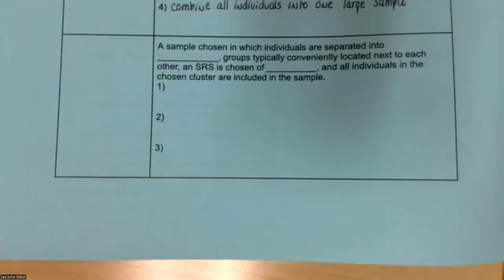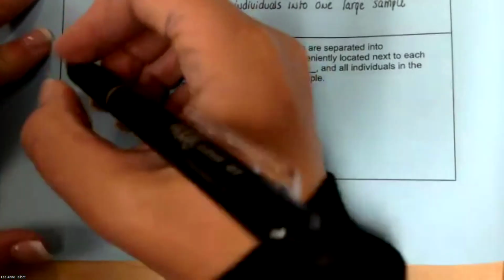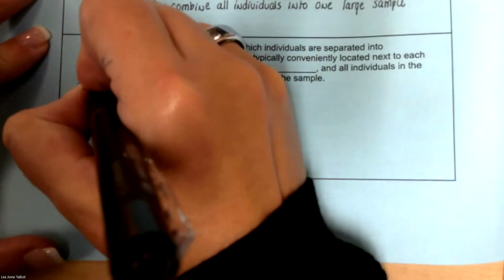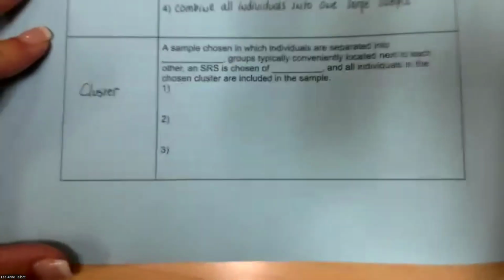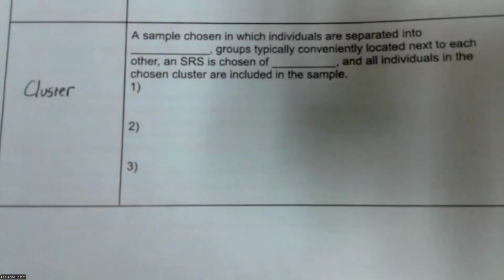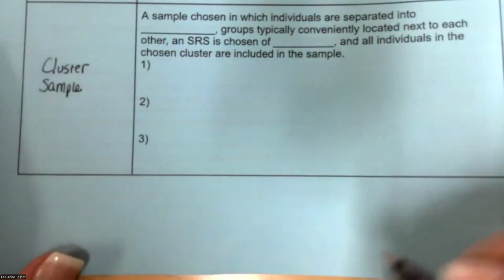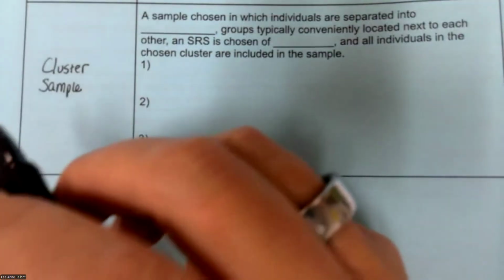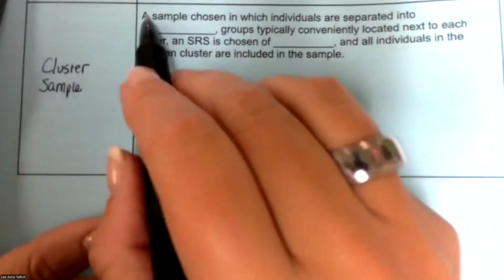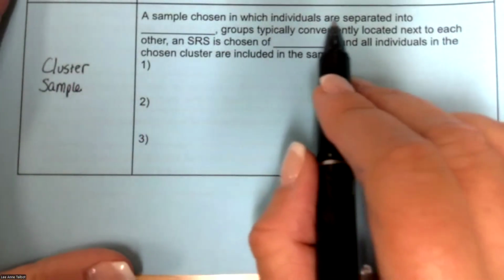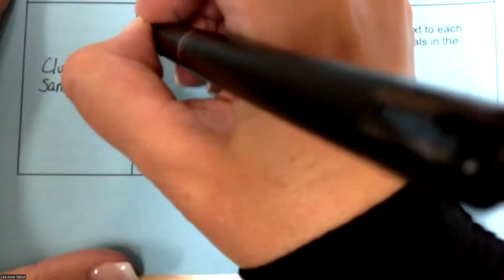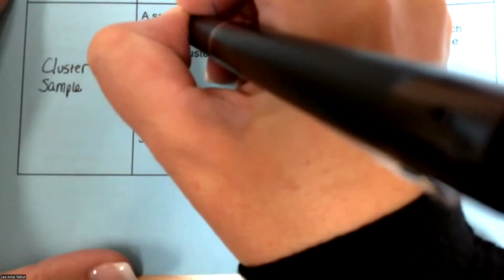Here I go. So the first thing we need to define here is the last type of sampling method that we're going to learn, kind of. This is called a cluster sample. And a cluster sample is a sample chosen in which individuals are separated into what are called clusters.